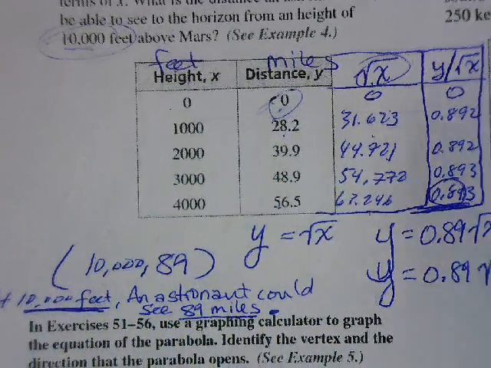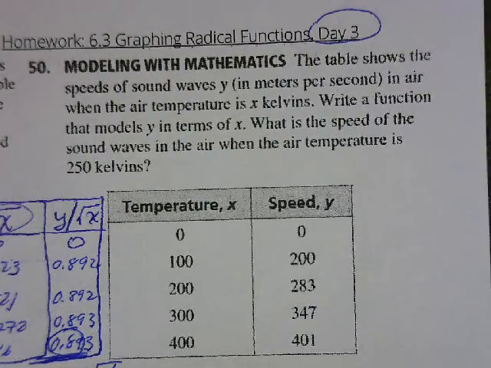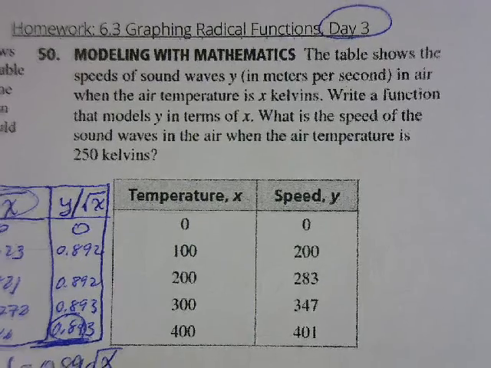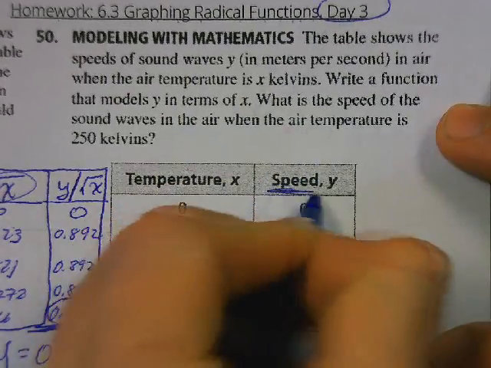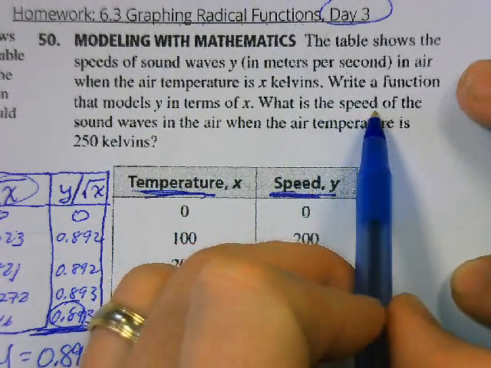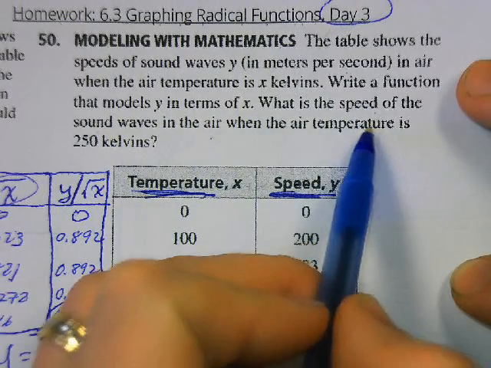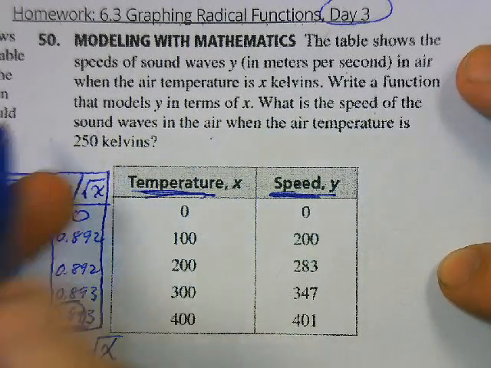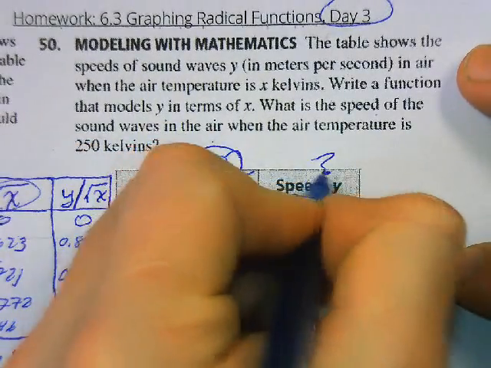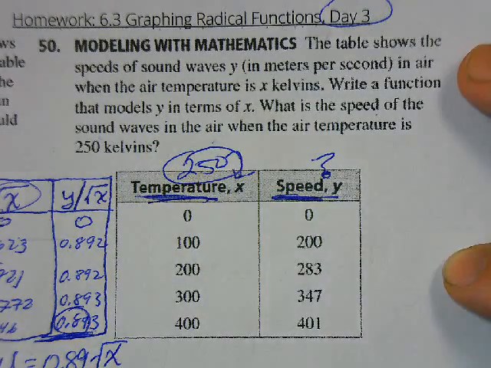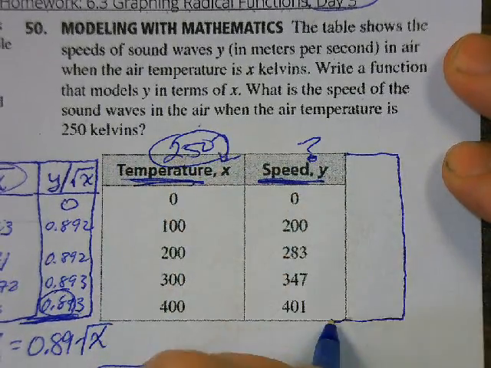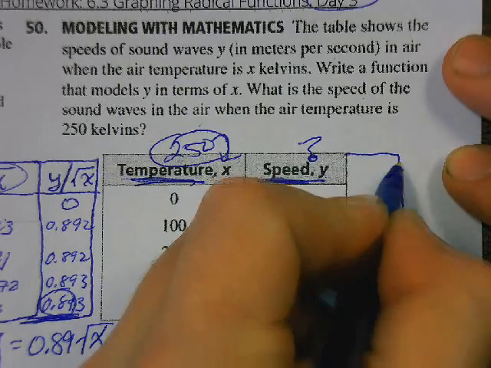And now let's look at number 50. The table shows speed of sound waves. The y value is speed, and the x value is temperature. So it's asking for what is the speed of the sound wave when the air temperature is 250. So they're going to give us 250. We're going to substitute it in for x, and then we're going to see what y equals. So to be able to get this, we need to make our extra column. And we are thinking the square root of x.